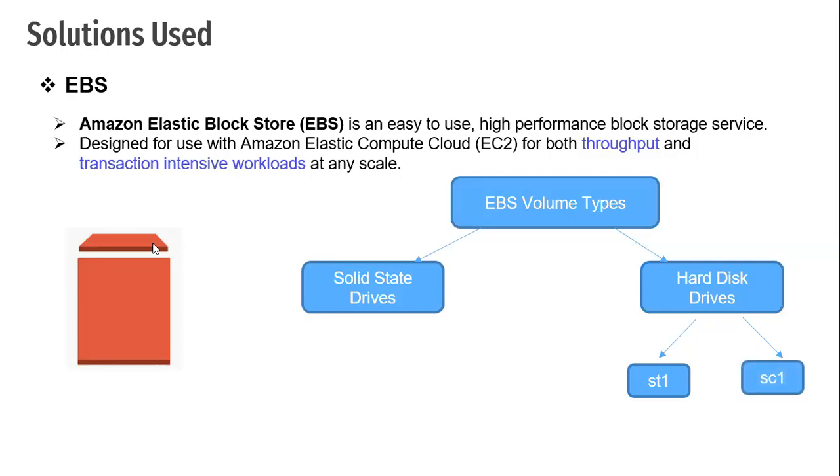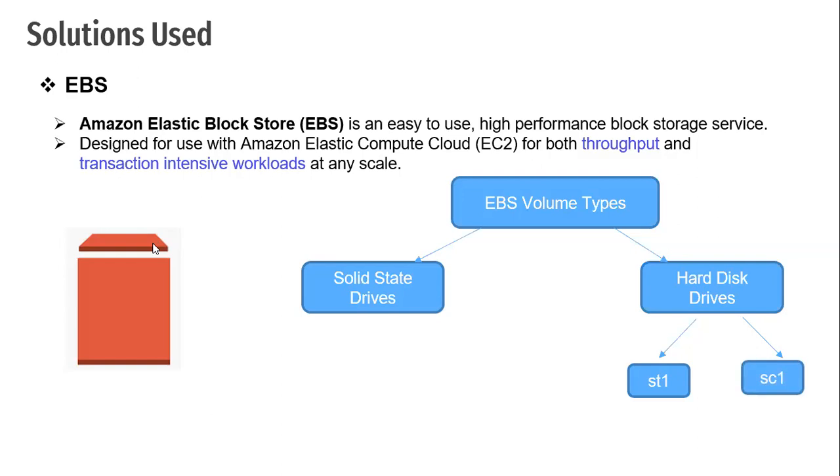ST1 provides you hard disk drives, and it is ideally suitable for frequently accessed data. It is a way to provide you low cost HDD volume for frequent usage. And SC1 is mainly for hard disk drives which provide you the lowest cost per GB.